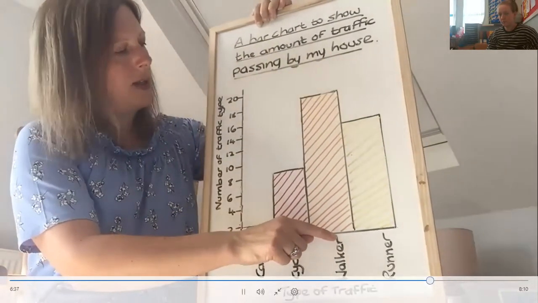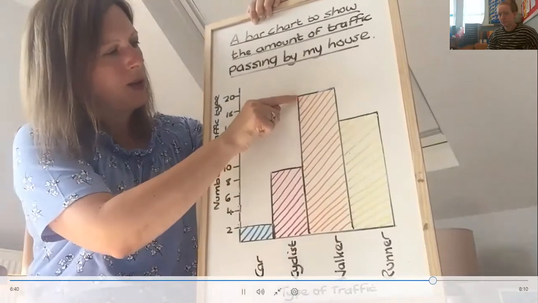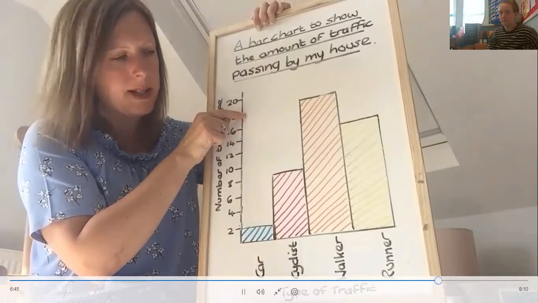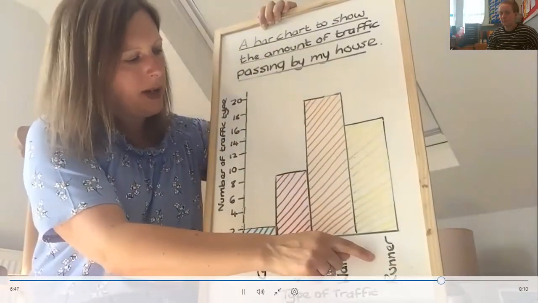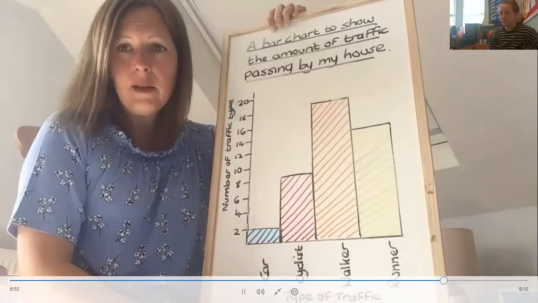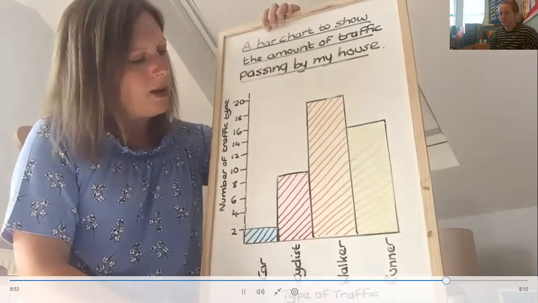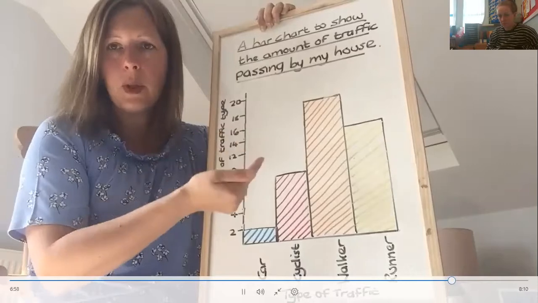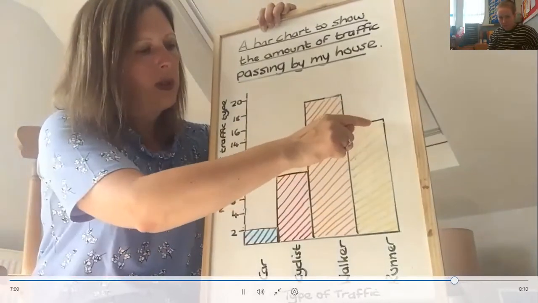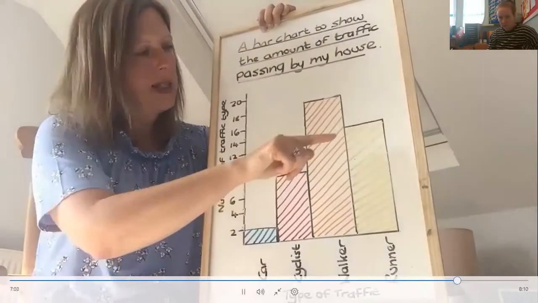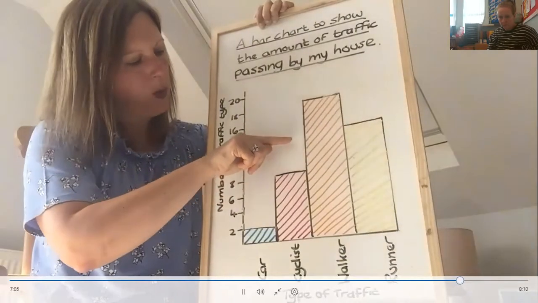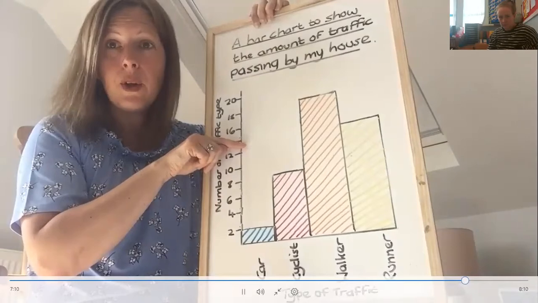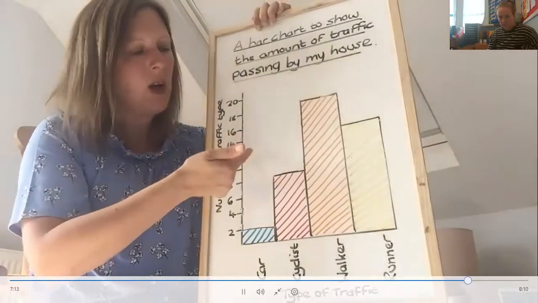The walkers, if I go up here and follow it across, it shows me that I had my 18 walkers going past there. Now with my runners, I actually had 13 runners going past my house. Now there isn't a number 13 on my scale here because I'm going up in 2s. So what I've had to do when I've come to draw my bar for my runners is make sure that it's lined up between the 12 and the 14. So that's where we would find the number 13, between 12 and 14. So it's in line with that there.